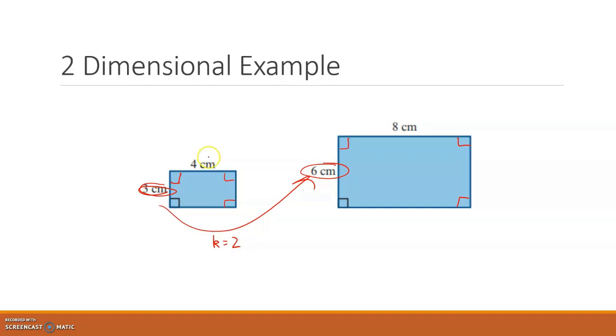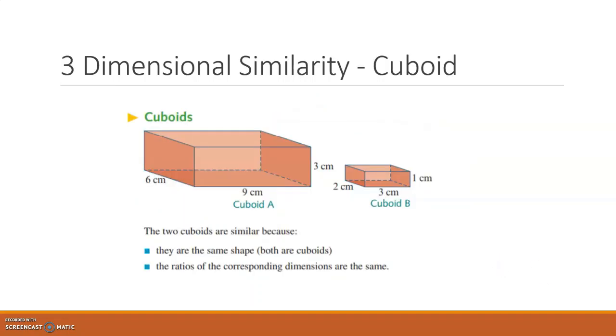Now, the widths of my rectangles go from 4 to 8. And yes, that is doubling as well, k equals 2. So they're in the same ratio. The heights and the widths are in the same ratio for these rectangles. They both have a scale factor of k equals 2. So what that means is the angles are exactly equal and the sides are in the same ratio, so therefore the shapes are similar.